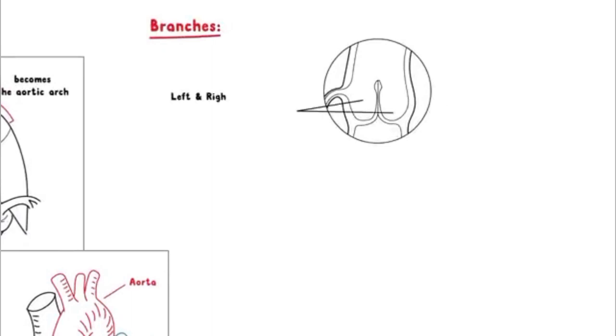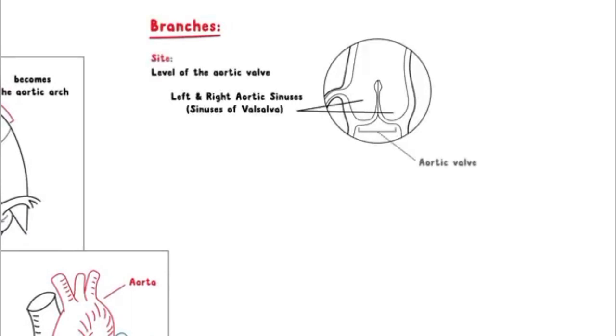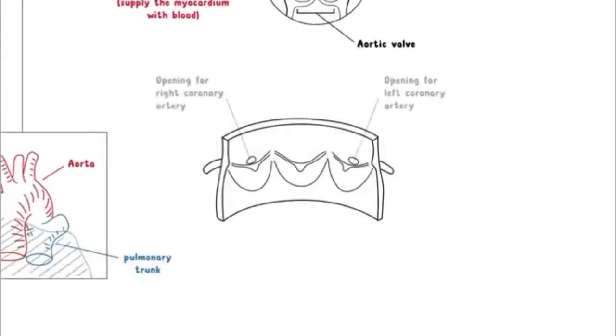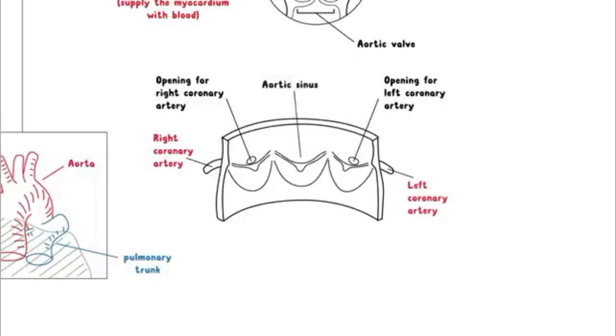The left and right aortic sinuses, also known as the sinuses of Valsalva, are dilations in the ascending aorta, located at the level of the aortic valve. These sinuses give rise to the left and right coronary arteries that supply the muscle of the heart itself, the myocardium.